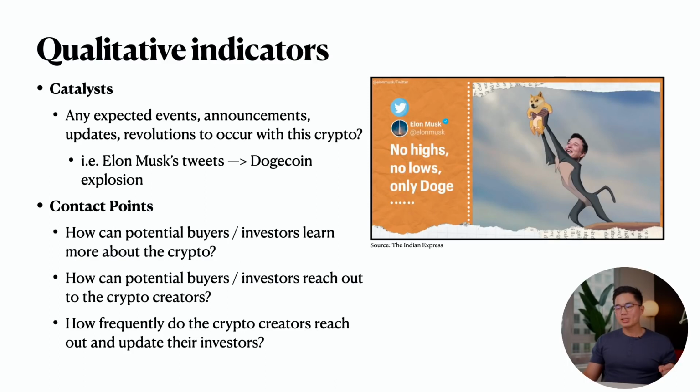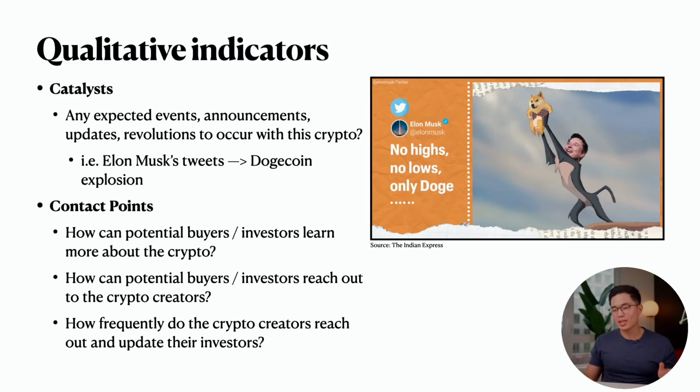Catalysts are any unexpected events, announcements, updates, or revolutions to occur with this crypto. So for example, Dogecoin, right? The price of Dogecoin can actually be quite influenced by any tweets by people like Elon Musk. Obviously, this means that it can be quite volatile and you really don't have control over the catalyst because we don't know if Elon Musk is going to tweet something good about Dogecoin or something bad.